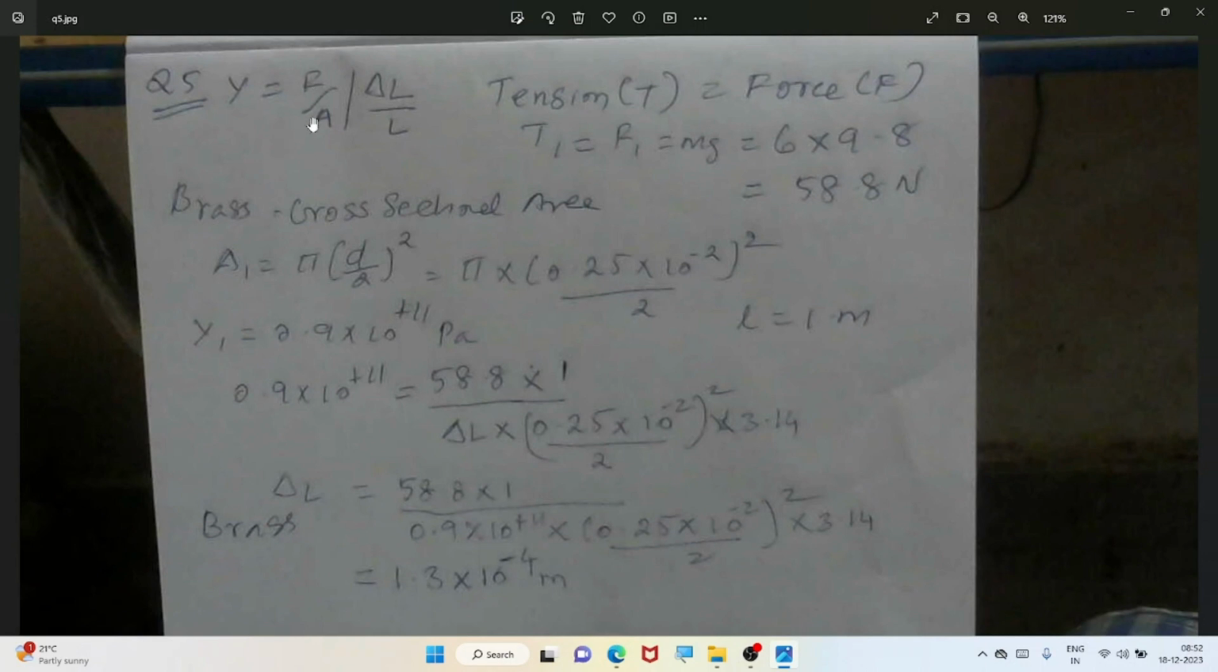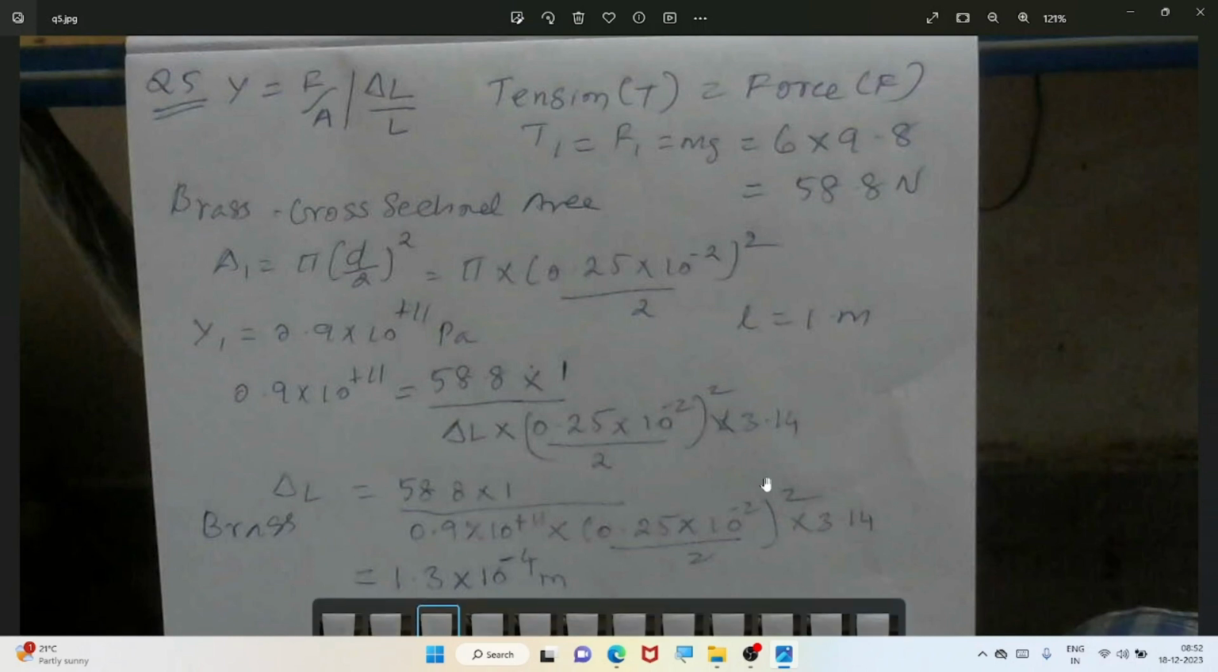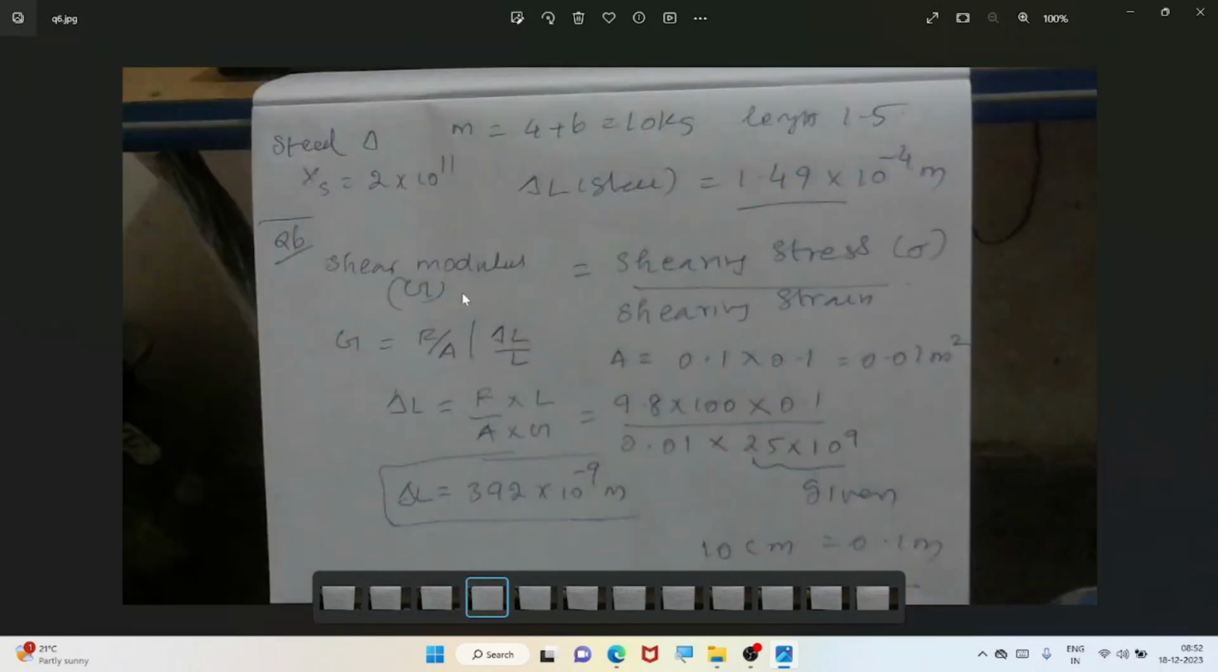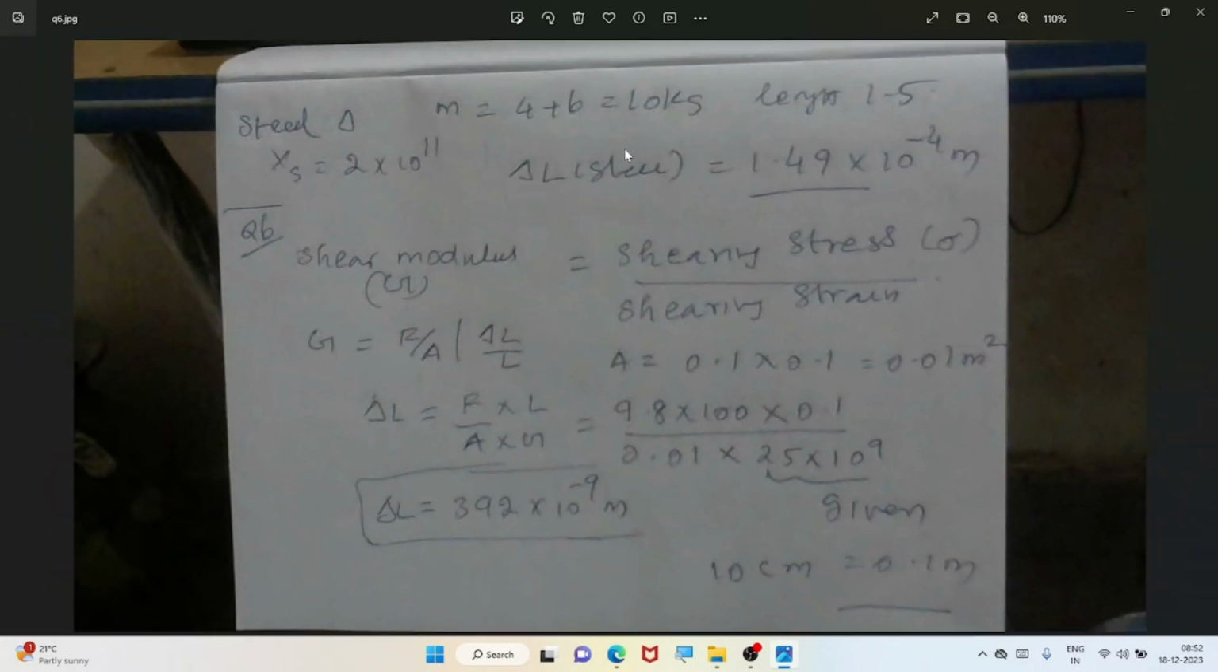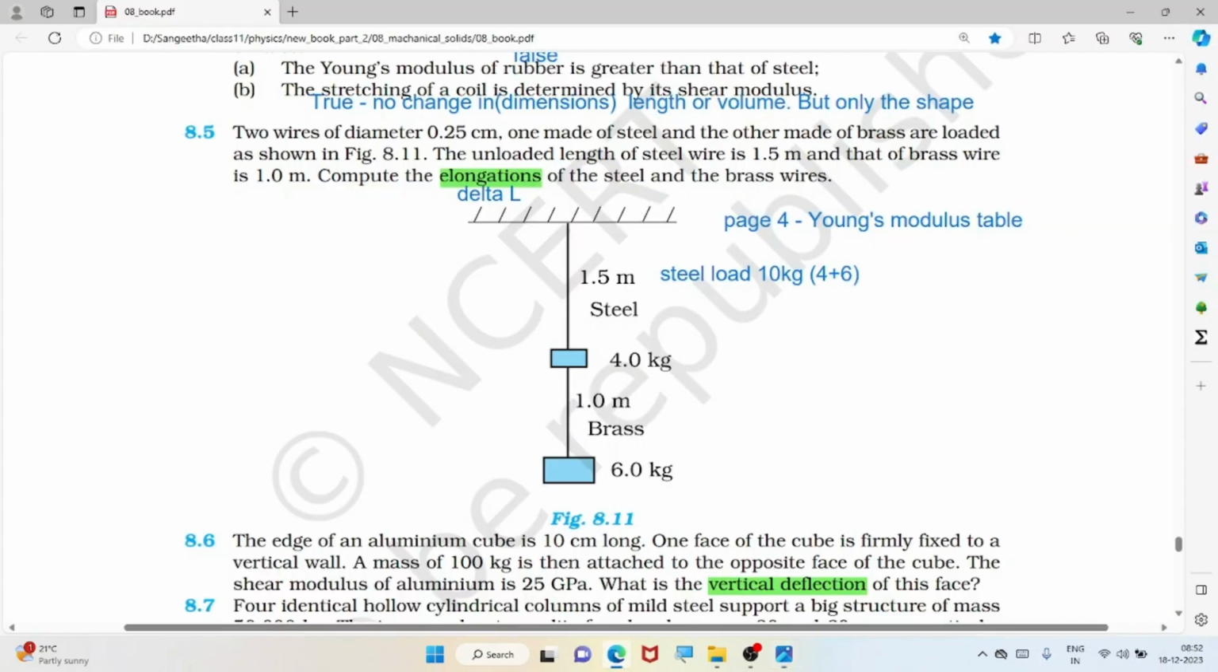Young's modulus is force by area, delta L by L. Area is pi r square, and radius is diameter by 2. So from this we can find the delta L for the brass, and in the same way this is the delta L for the steel. Elongation is what they are asking for the steel and the brass.